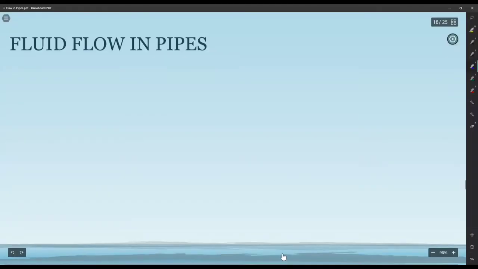Okay guys, so let's start with the new major topic in hydraulics. So this time we will now discuss the fluid flow in pipes. So alamin muna natin kung ano ba yung konsepto ng fluid flow in pipes. So let's just see here that we have a flow of a fluid from point A to point B.